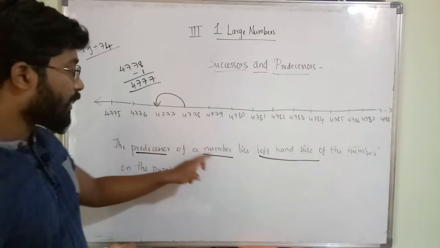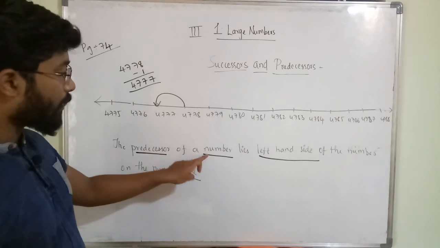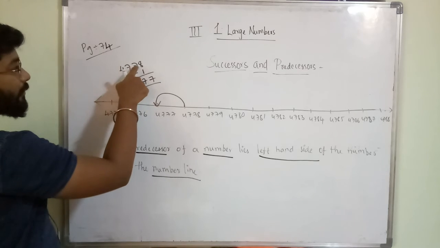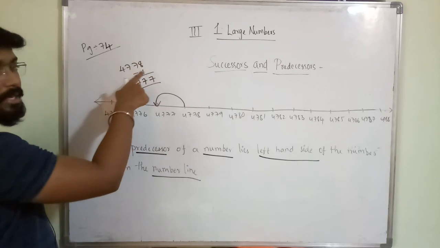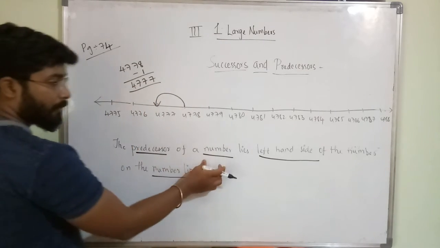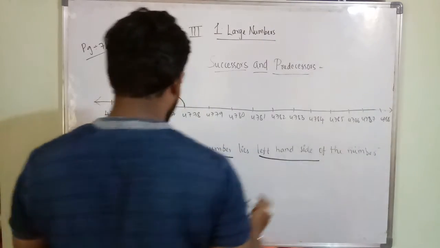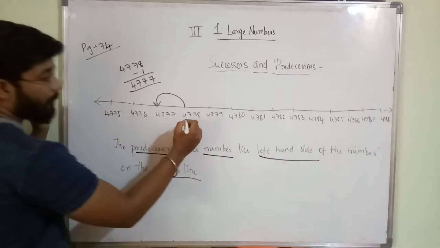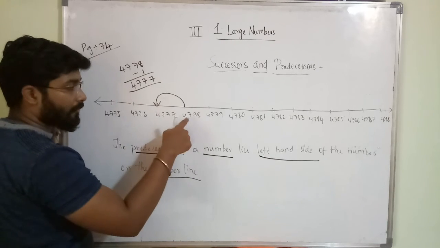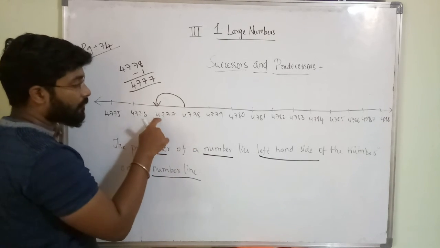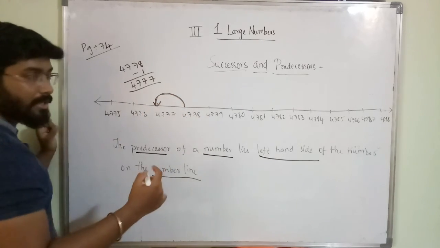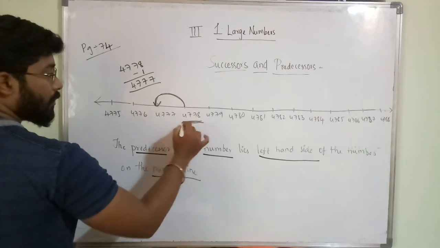The predecessor of a number, here I am taking this number as an example, 4778. For this number I am finding out the predecessor. I am doing minus 1. I got 4777. He is telling the predecessor of a number lies left hand side of the number on the number line. So for 4778 the predecessor is 4777, no. So if I represent on the number line, where is it? It is there left hand side to this number, no.